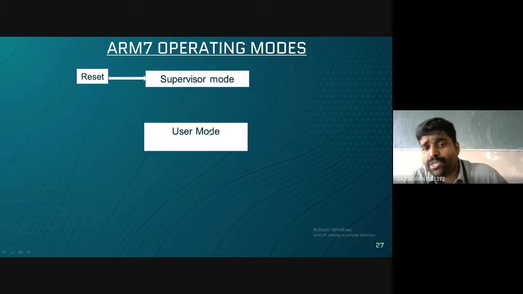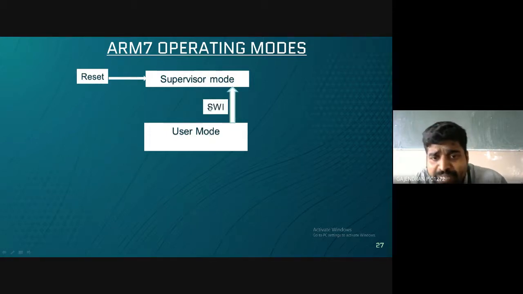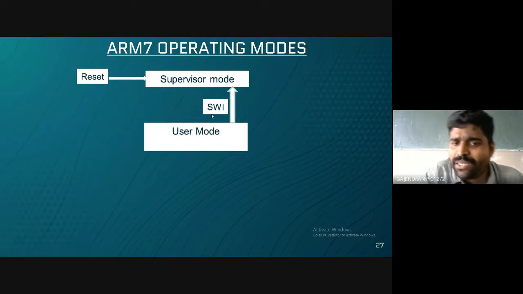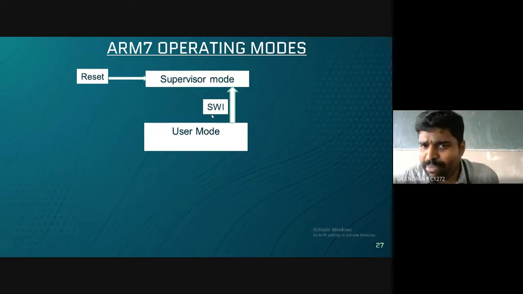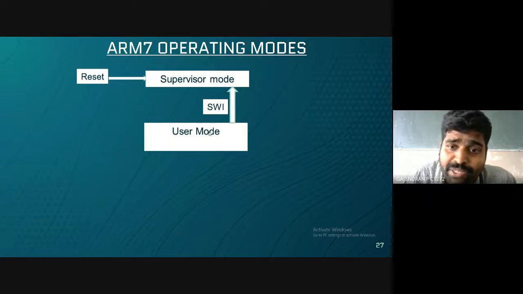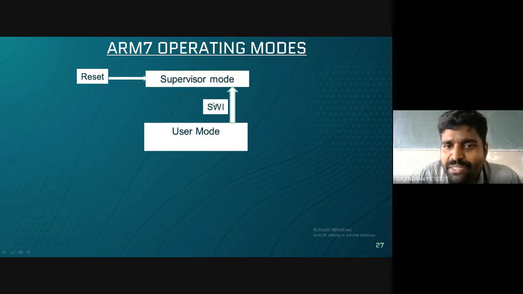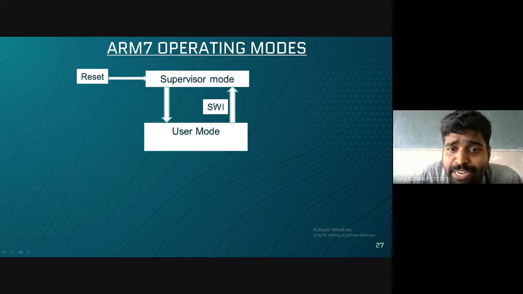There is a second possibility: if I run a software interrupt. That means you want to install some app. That is not possible to do in the user mode. Am I correct? Then what do you do? I need to get into the supervisor mode. I need to give some interrupt. It is a software interrupt, not a hardware interrupt. Then please listen.